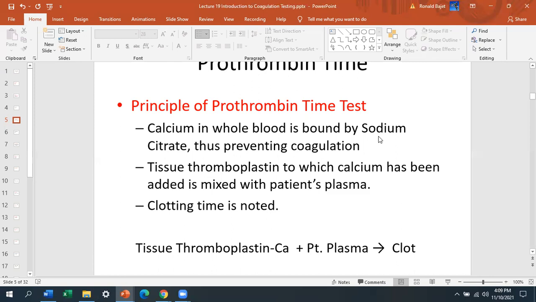Okay, so you take out the calcium so that you won't form the clot. You replace the calcium with a reagent, tissue thromboplastin, which has calcium. As soon as you add the tissue thromboplastin calcium to the plasma, then you start a timer, and then you measure clot formation. That's the prothrombin time test.